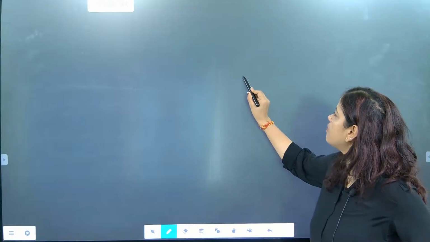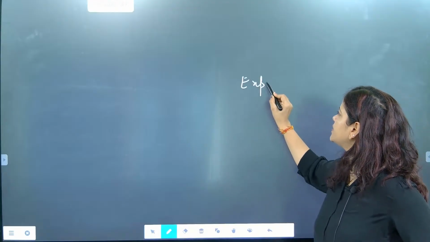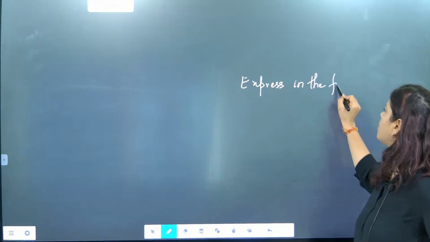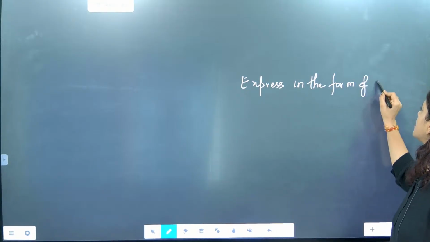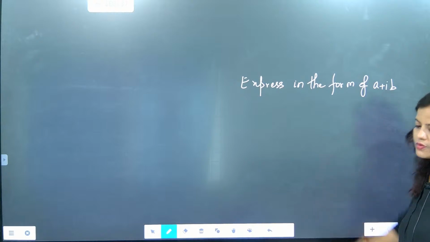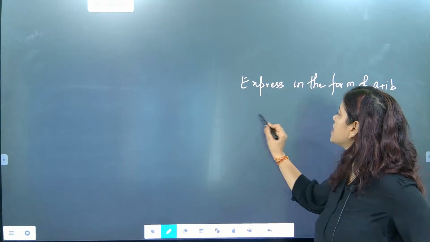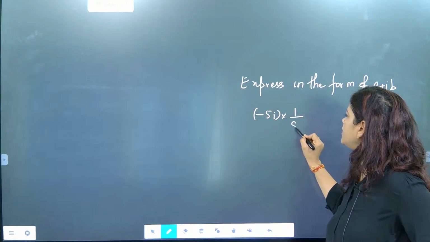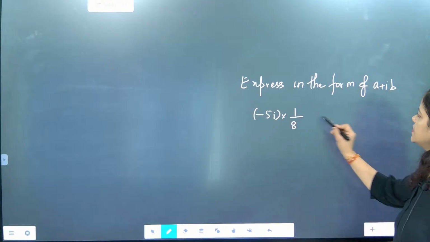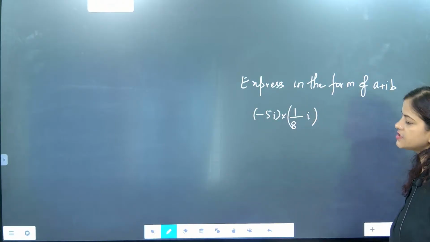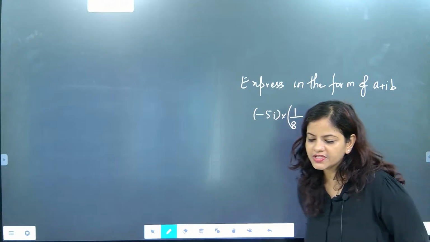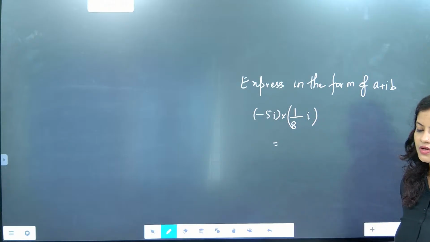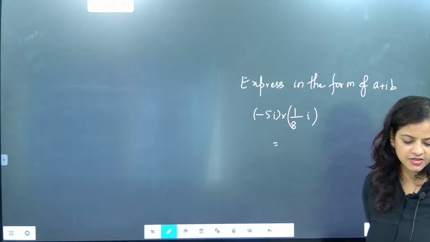Express this in the form of a plus ib. Okay, and your question is minus 5i into 1 by 8i, and your time starts now. Come on, go for it. You can express this in the form of complex number. What answer will come? Come on, focus in writing the questions and answering the questions please.